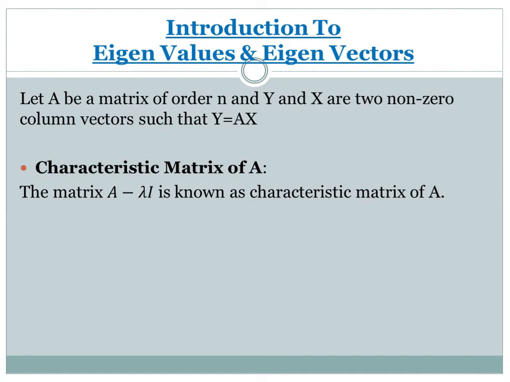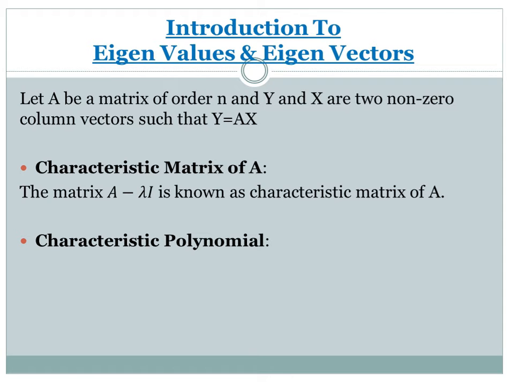Then the first point is the characteristic matrix of A. The matrix A minus lambda I is known as the characteristic matrix of A, where matrix A and I are of the same order. I is the identity matrix. Once you multiply the identity matrix by lambda, you get lambda I, and we have to subtract that lambda I matrix from matrix A. So the matrix A minus lambda I is the characteristic matrix of A.